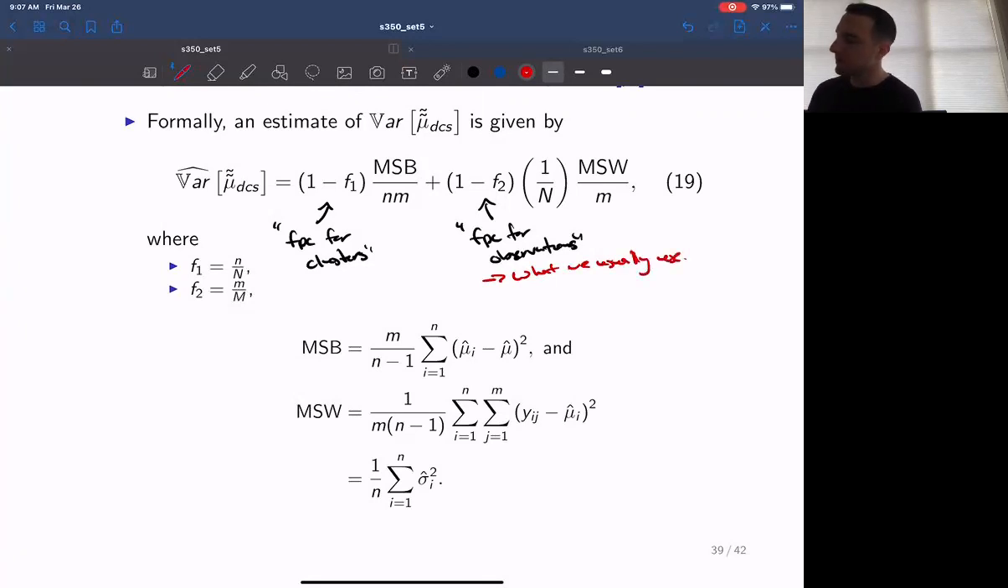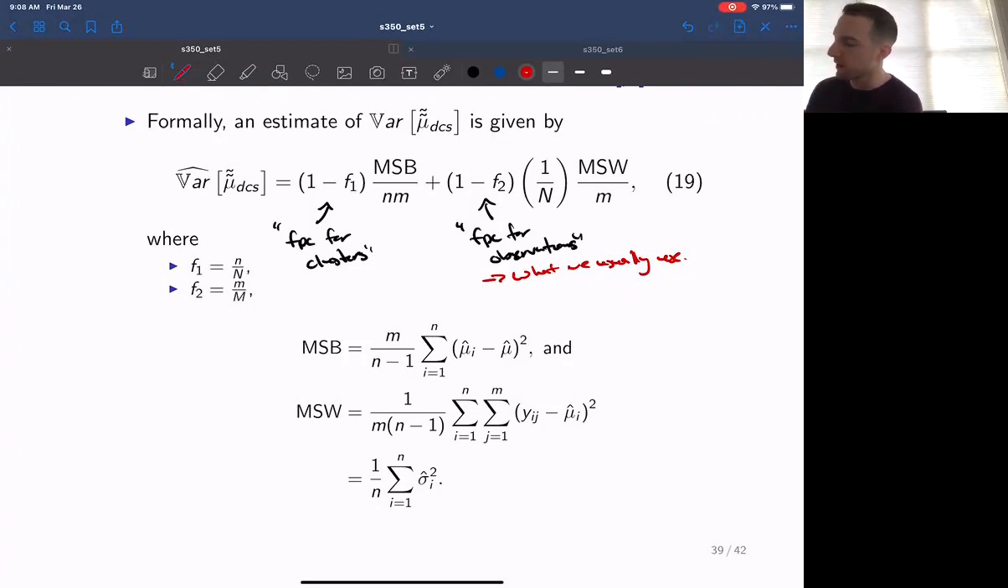Now you can see that the mean squared between has the traditional style of formula. We're just calculating the sum of the squared distance of each cluster mean to the overall mean. This is what you would expect for a mean squared between measurement, because it's looking at the differences between the averages of each of the clusters. And then our mean squared within, again, is effectively what we would expect. This is just an approximation to the variance of each observation around their respective cluster mean.